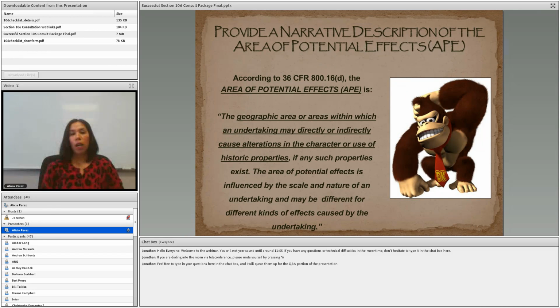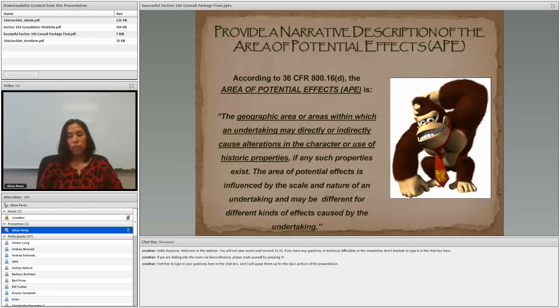The next step is to provide a narrative description of the area of potential effect, or APE. Now, as indicated in the regulations, the APE is the geographic area or areas within which an undertaking may directly or indirectly cause alterations in the character or use of historic properties. Defining and delineating the APE is a very important step in the Section 106 process because it guides all the rest of the steps in the process, from identification to evaluation and later on resolution of effects.